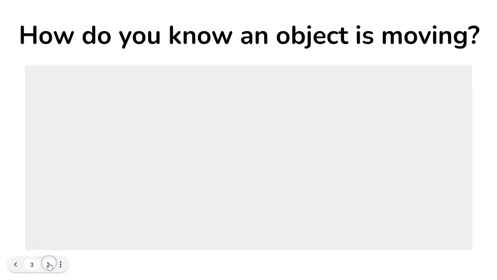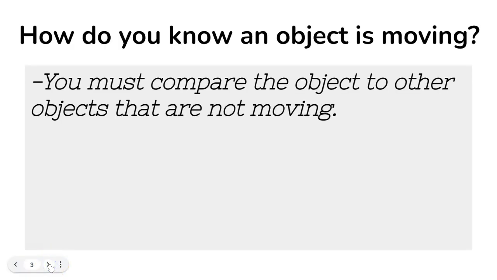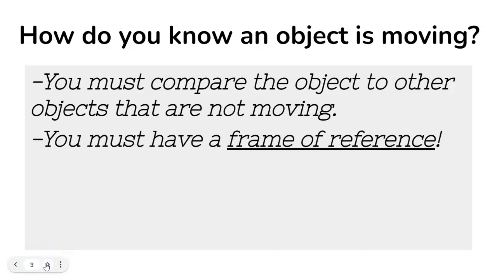Well, the answer is we have to have something called a frame of reference. We have to be able to compare the object to other objects that are not moving. So if we're looking at something that is moving or we are ourselves moving, our frame of reference is always going to be something that is stationary. And the best frame of reference will always be something that is sitting still, especially in relation to whatever object is also moving.